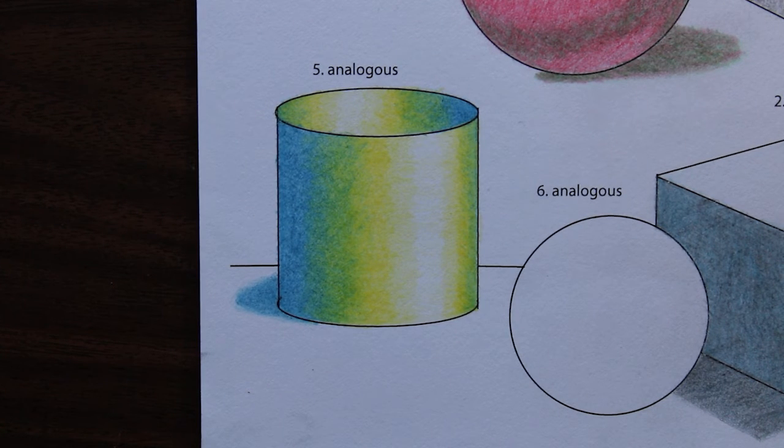The final form on our worksheet is another analogous color scheme, but on a sphere. So I'll go ahead and do that in a time lapse. Check out the video on the complementary sphere if you want a review of how light falling on a sphere creates areas of value. But I'm going to wrap this up by filling in our analogous sphere. So I'll see you next time.